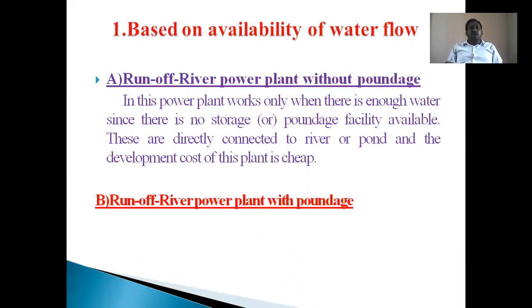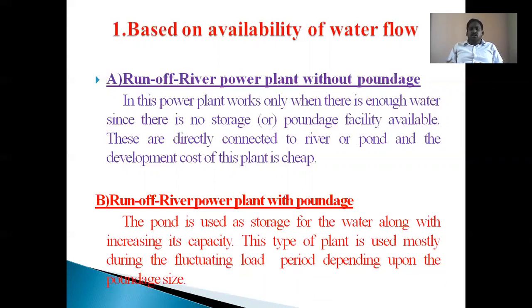The next type is runoff river power plant with pondage. Here the hydroelectric power plants are not directly connected to the rivers. In between them, a storage area is there. In that storage area, water taken from the rivers can be stored. Due to this pondage, the storage capacity of water can be increased, the availability of water flow can also increase. That's why the power generation capability is also more.